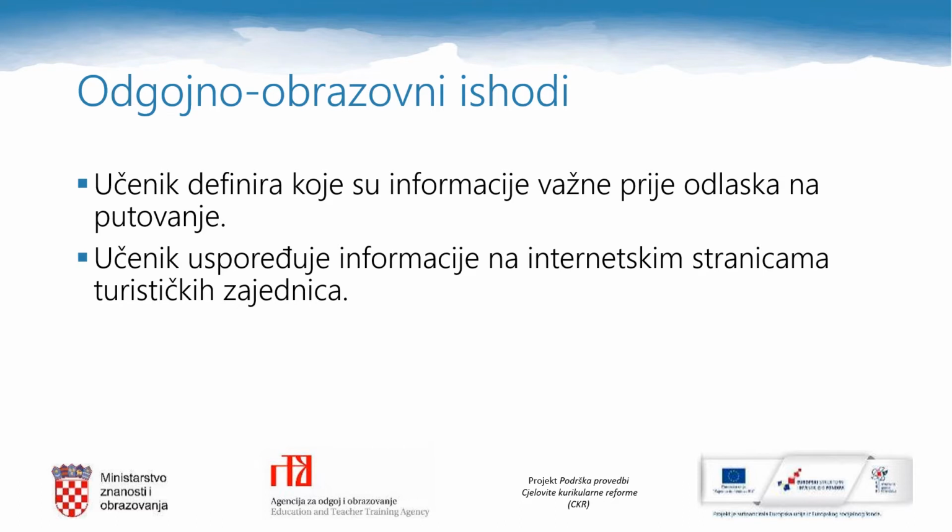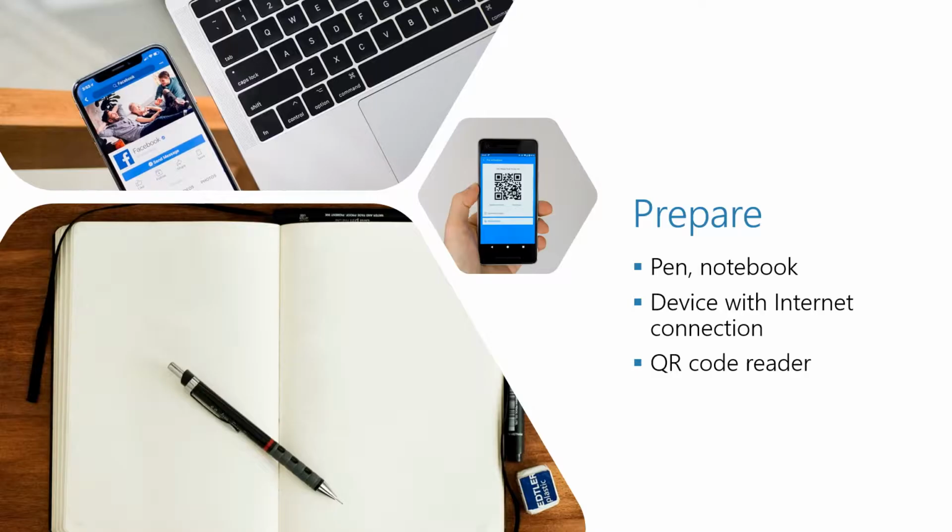Today, you will define what information is important before you set off for a trip, and you will compare different information on internet websites of tourist boards. As always, you need a pen and a notebook, a device with internet connection, and a QR code reader.